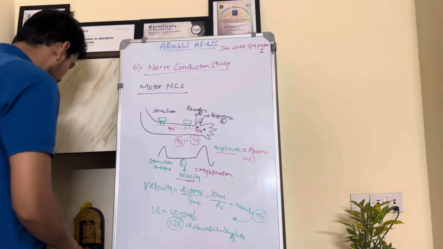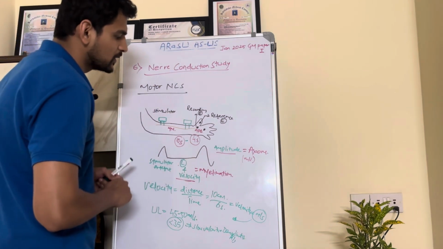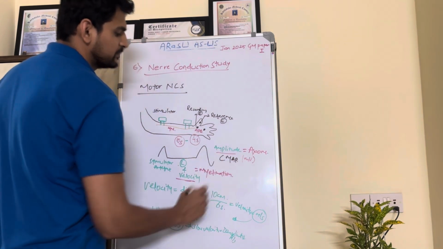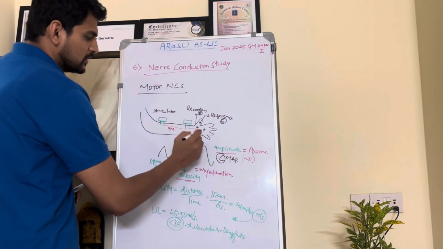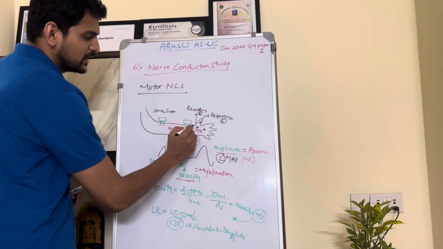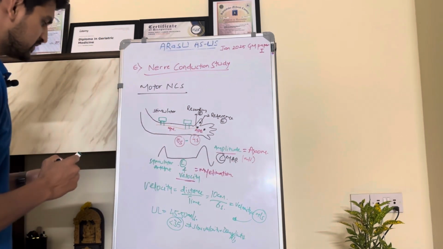And here one more point is this amplitude, whatever we have told, is called as CMAP. So this is called as CMAP, compound muscle action potential. Why is it called as compound? Because this action potential is the result of both involvement of nerve as well as muscle. That's why it is called as compound motor action potential. So this is the thing.